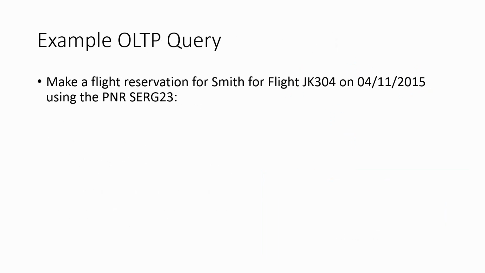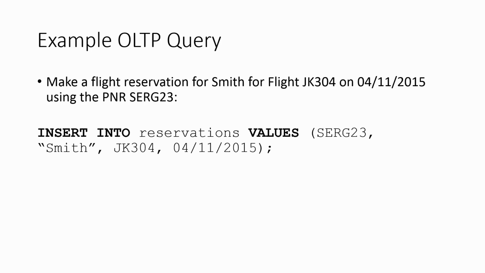Using that example, a query that you can expect in an OLTP system is an insertion query, where you want to book a flight for Smith on flight JK304 on a particular date using a particular PNR number. And this is a relatively simple query, which is a simple insertion query. In this example, it's only in a single table, but it could also be across multiple tables. But the idea is this query basically affects only a limited number of rows.